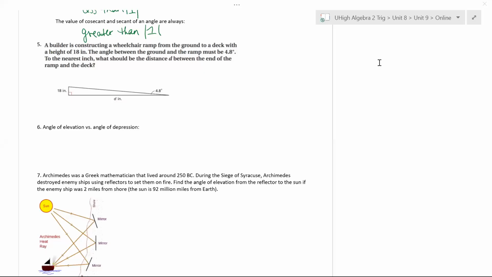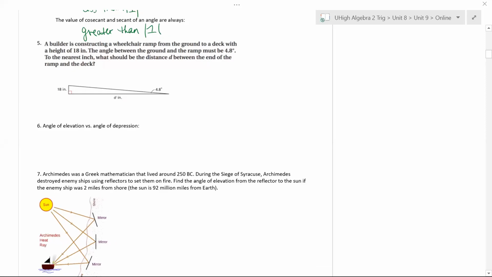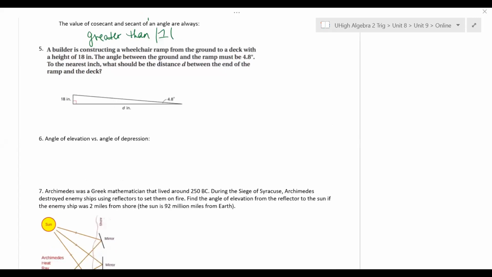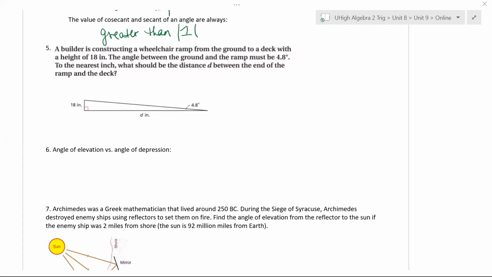All right, guys. So for today, we are just going to do 2 practice problems, and then I'm going to just give you guys the rest of the time to work and practice. So we're going to start with number 5.